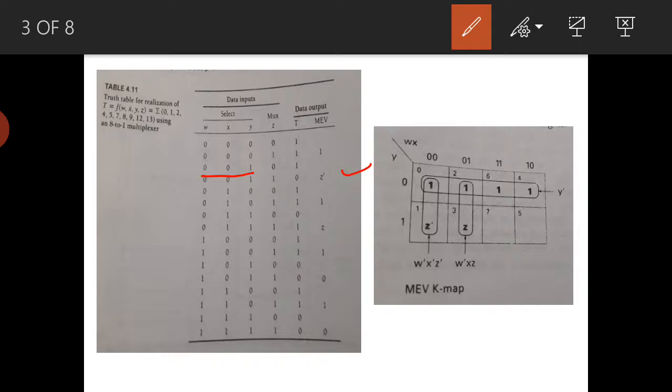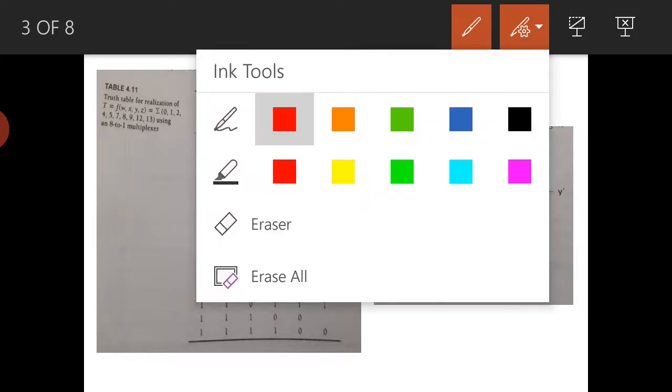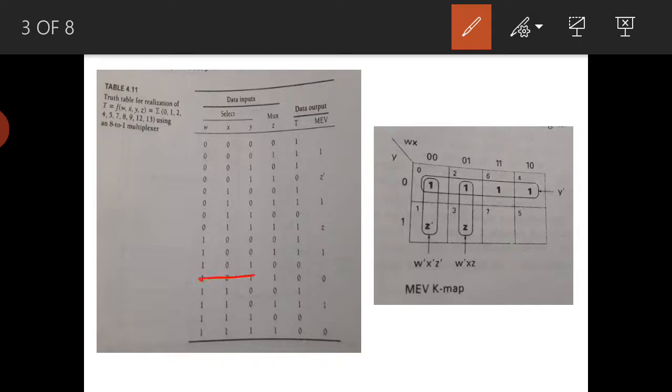Similarly, for the next combination 0 1 0, whatever z may be, the output is 1, so I can take it as 1. For the next combination 0 1 1, whatever z is, the output is the same: z is 0, output is 0; z is 1, output is 1. So in that case I can take it as z. Similarly, for the next combination 1 0 0, whatever z may be, the output is 0, so straight away I can take it as 0. In the same manner I can take it as 1, and as 0.